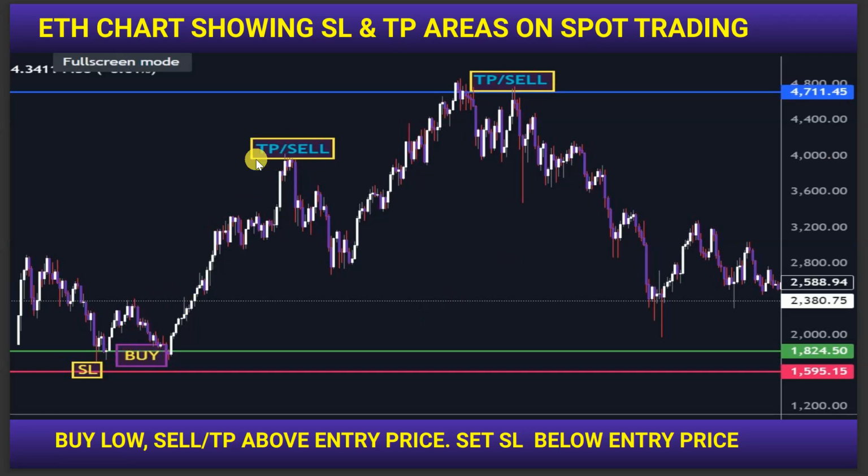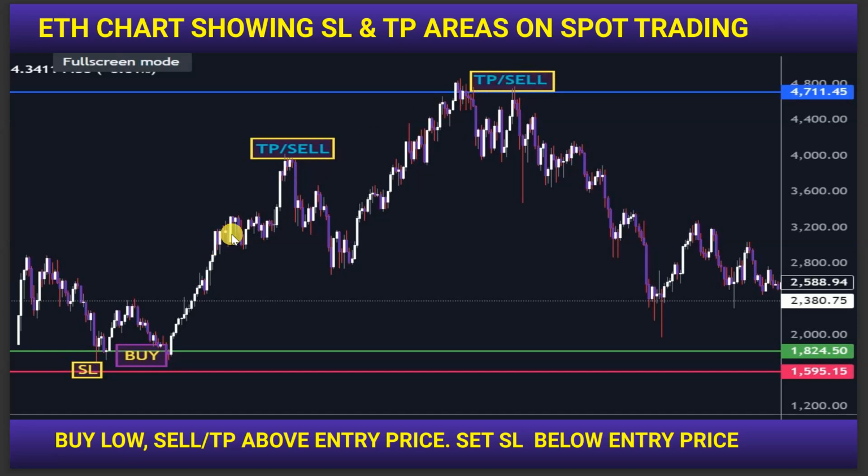So this is where we bought, and this is where we took profit. When you're trading on spot, if you're taking profit, it means your trade has already made profit. It has grown above your entry. So you could either say you're taking profit or you're selling. So when you bought it, you could take profit here. You could also take profit here.